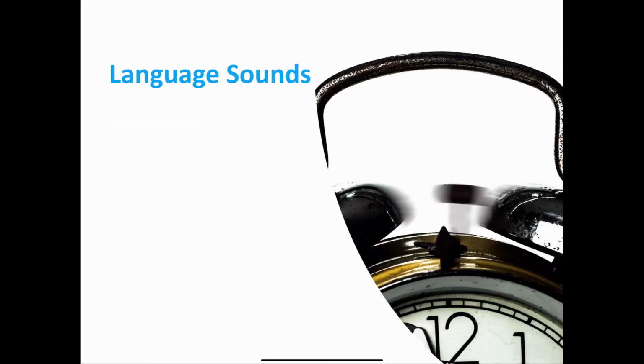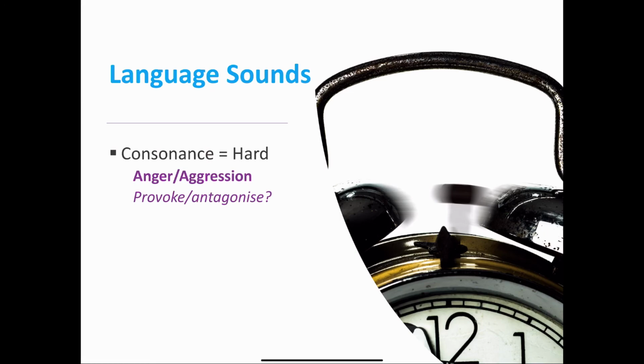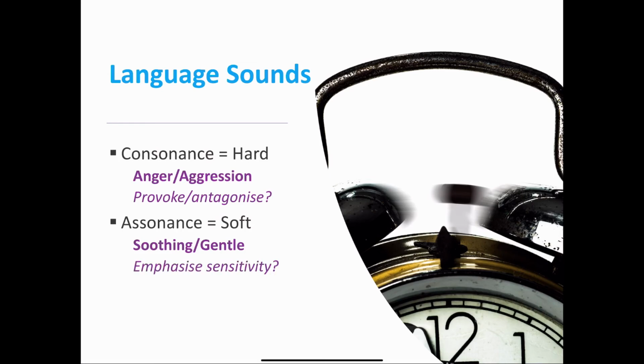Also think about the sounds of the words. If you've noticed that the writers use lots of consonants, for example, that makes the writing sound quite hard. Well, why have they chosen to do that? Do those repeated hard sounds create a sense of anger or aggression because the author wants to provoke and antagonise, perhaps? Whereas assonance makes the writing sound much softer, so does that create a soothing or gentle tone, perhaps to emphasise the sensitivity of the topic?